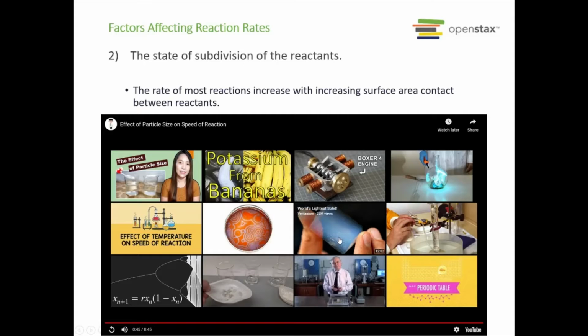So now you can see, it was a great video to demonstrate how the rate of reaction is affected by the surface area. If you have more surface area, then you can get more contact between your reactants, and then poof, your reaction can happen a lot faster.